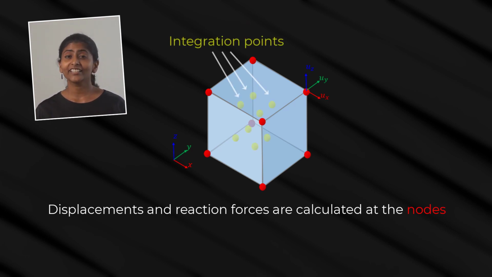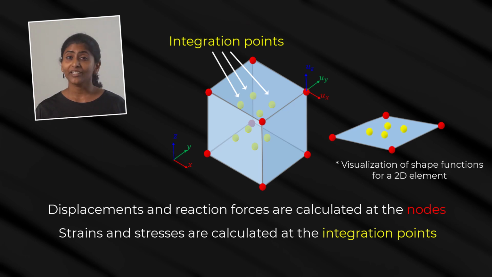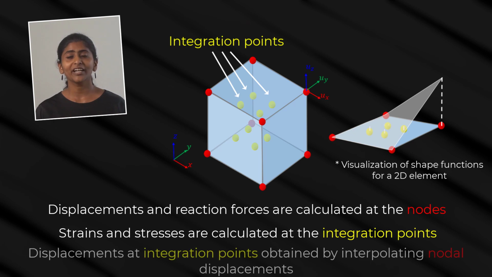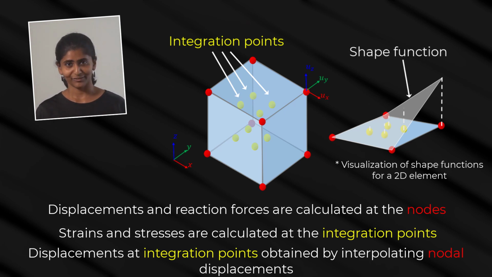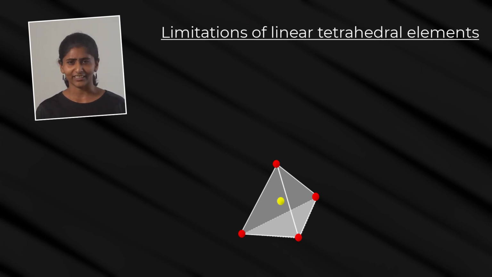In addition, there are integration points within the element where the strains and stresses are calculated. The strains are calculated based on corresponding displacements at integration points that are determined by interpolation between the nodal locations. These interpolation functions are called shape functions. These concepts are common for all the solid elements that are used in a stress analysis. Now let us take a look at 4-noded tetrahedral elements. Why are we asked to avoid these elements in linear analyses?